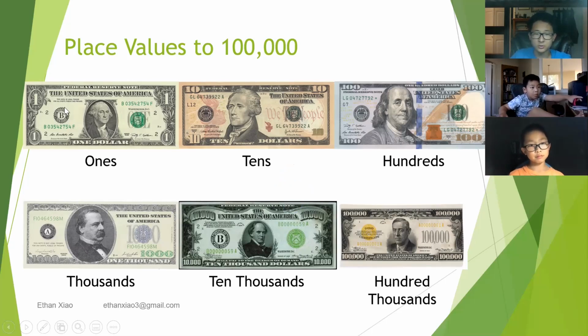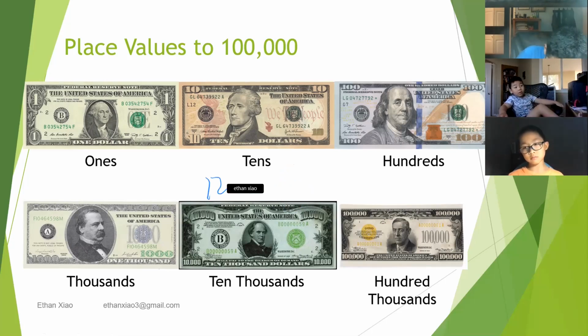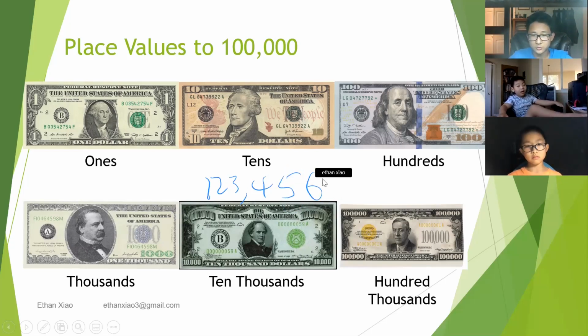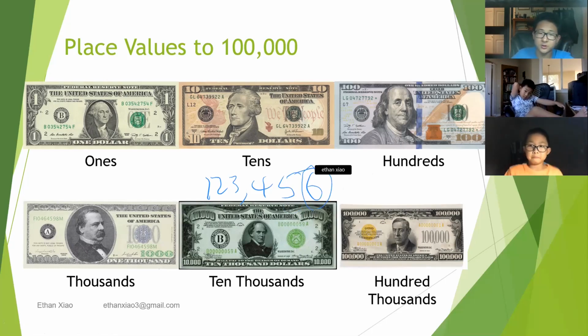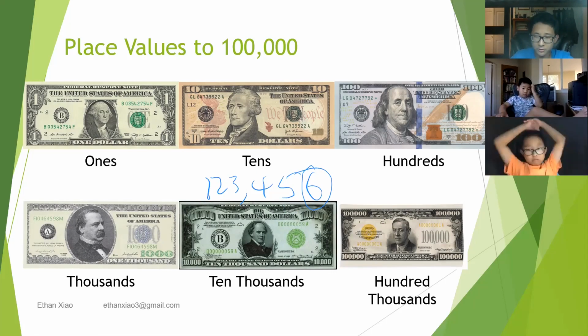So this is the George Washington dollar bill. This is the ones place value. I'm going to write an example number here, as my demonstration of all of the place values. The ones place value is always the number on the right. It's 6 in this example, because it's always the smallest number. It always has the smallest value in the number, and it's the number we use to determine all the place values of the other digits.